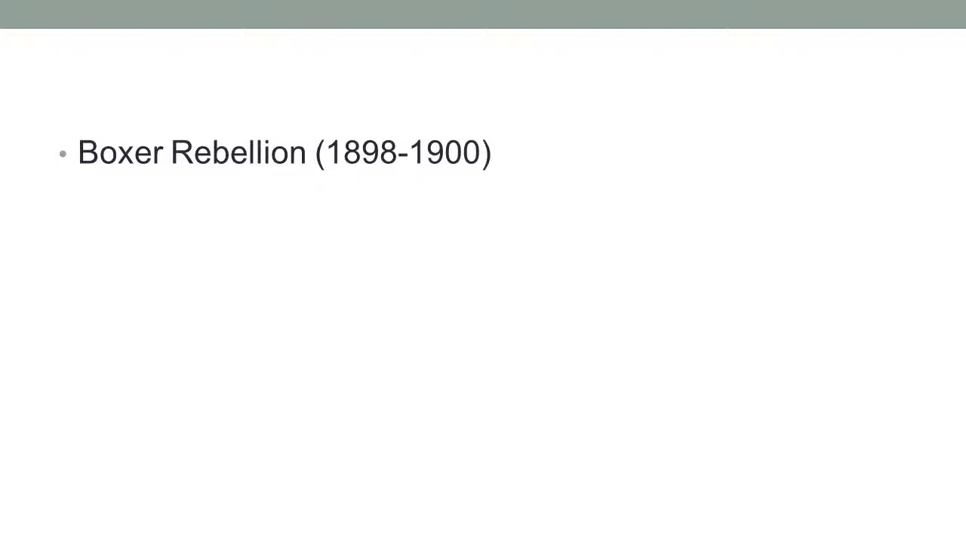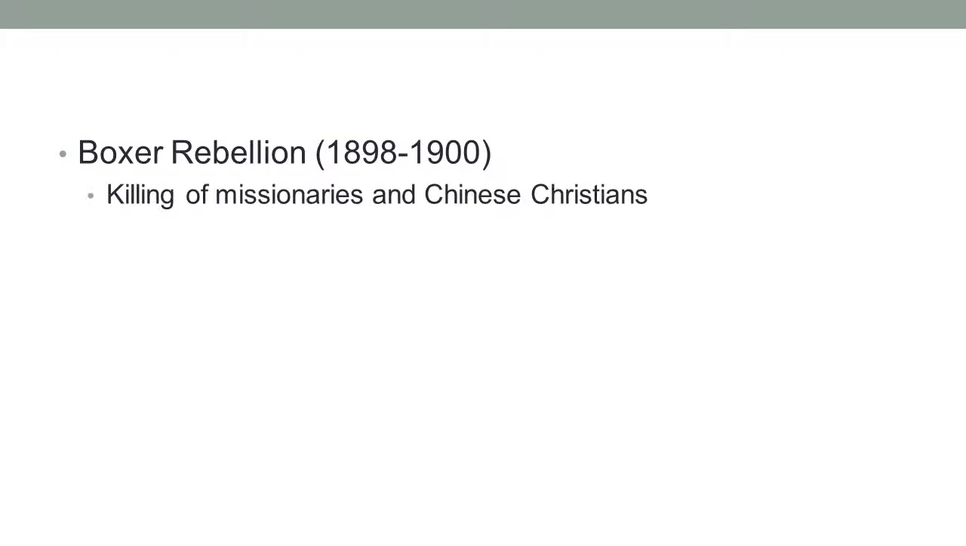Further unrest comes in the form of the Boxer Rebellion, which happens in 1898 to 1900. And the Boxer Rebellion is a proto-nationalist movement. And we talk about proto because this is one of the first times you see this sort of coalescing and development of a Chinese consciousness. And it's nationalist because the point is to focus on saving China from the imperialism of the Europeans.